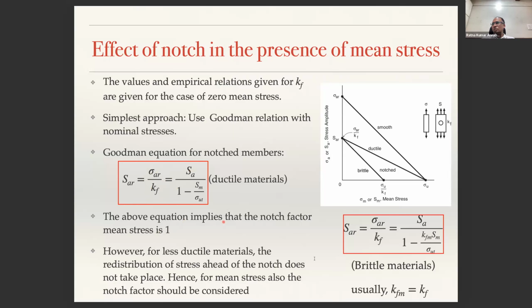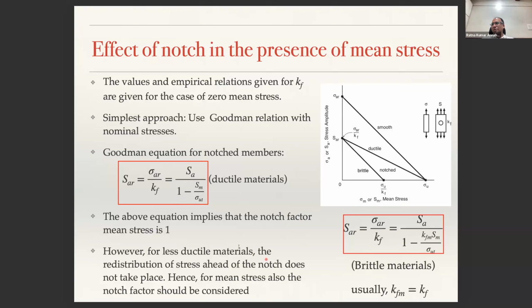Okay. This is for ductile materials. For brittle materials, you also have to take the fatigue stress concentration factor into account on the mean stress. For ductile materials, you don't apply the fatigue stress concentration factor to the mean stress, because this equation implies that the notch factor for mean stress is 1.